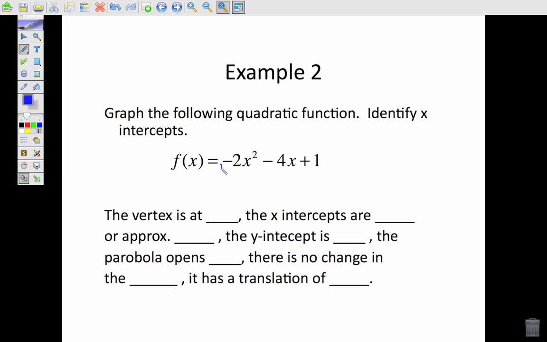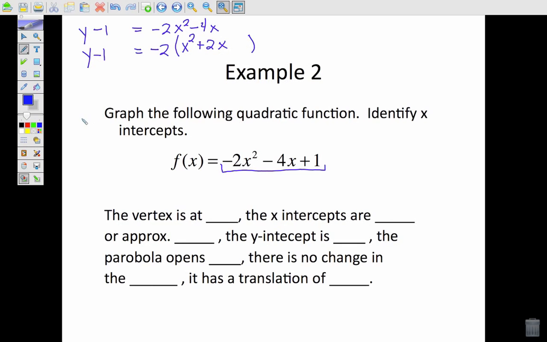All right, looking at example 2 here. If you can factor this, you'd want to factor and try to use that as your way of identifying information, but this does not factor as well. So we're going to complete the square again. I'm going to move the 1 over, leave some space, -2x squared minus 4x. Another rule that we have for completing the square is that the leading coefficient here, -2, needs to be factored out. So I'm going to take this -2 out, which then becomes x squared plus 2x.